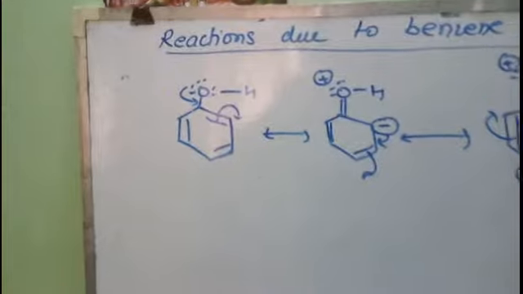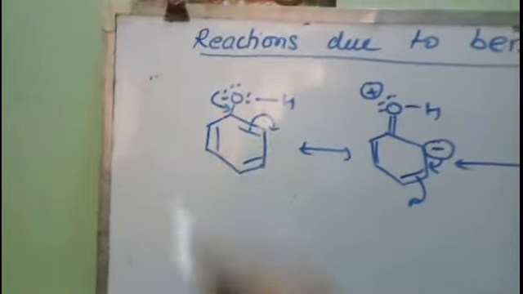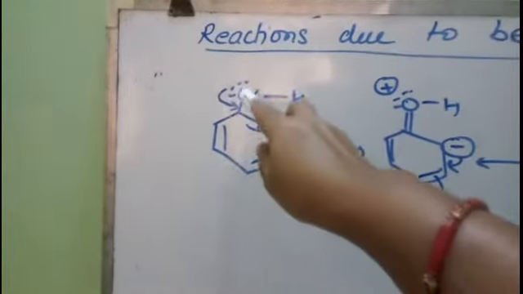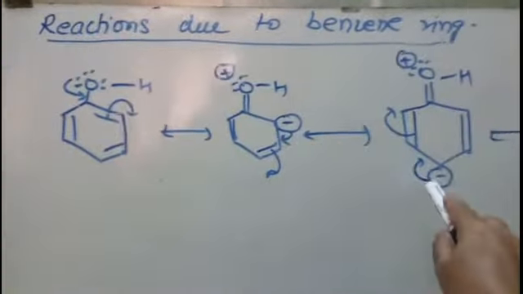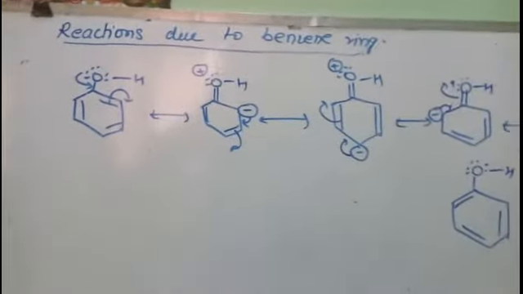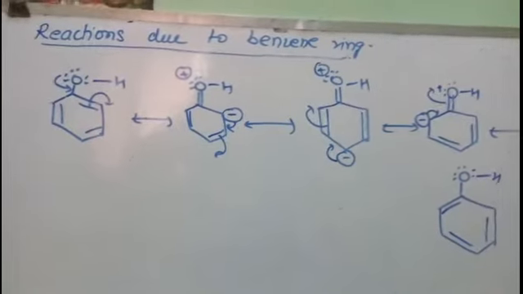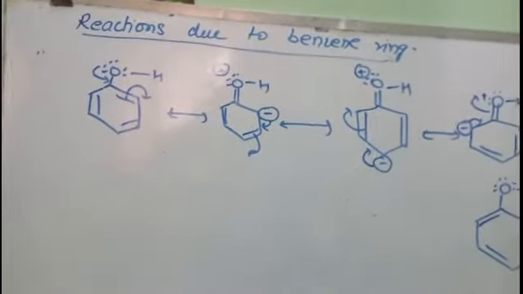Why is it an ortho and para directing group? Because it has a plus M effect. It is electron donating to the benzene ring, and when it donates the electron, you can see we are getting the negative charge at the ortho and para positions, and hence the electrophile can easily come and attack at those ortho and para positions, and therefore it is an ortho and para directing group, right?